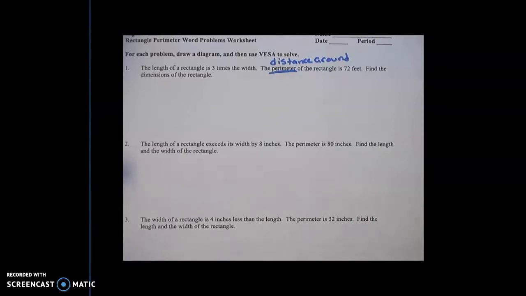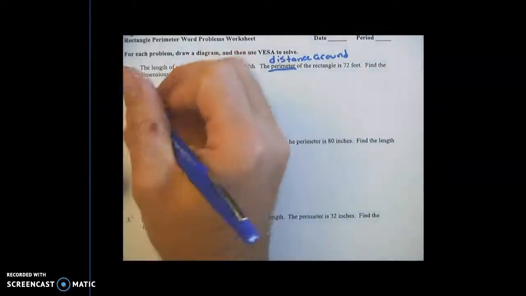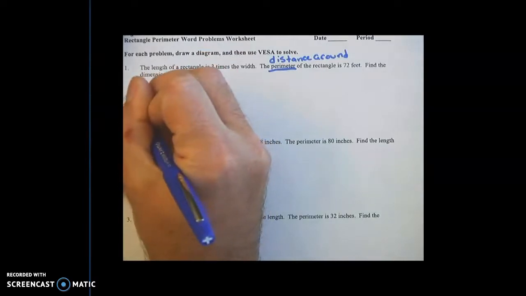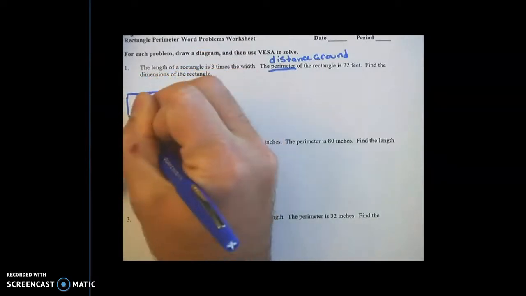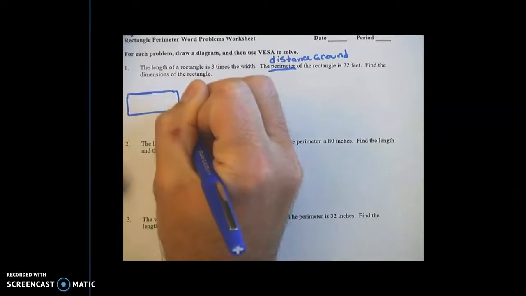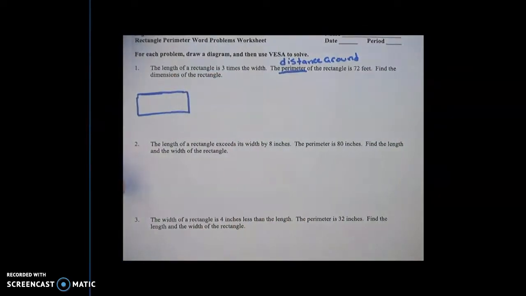So if I was looking at this, one of the things I would do just to help me out is I would create a drawing. You don't need a drawing, but I think a drawing helps us kind of visualize what's going on. So we know we have a rectangle, so I'm just going to draw a rectangle. And I will say today I have made all the drawings for you just to kind of help out. But you could just draw it on your own if it didn't give you one.